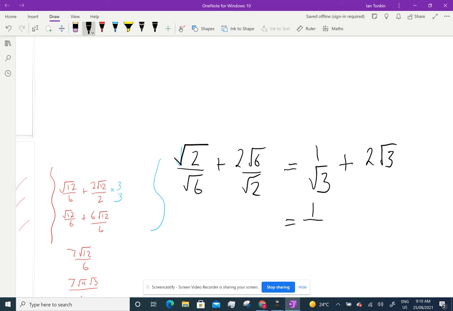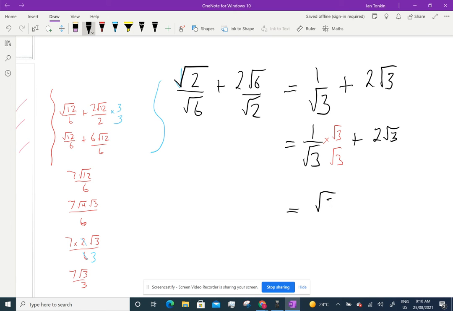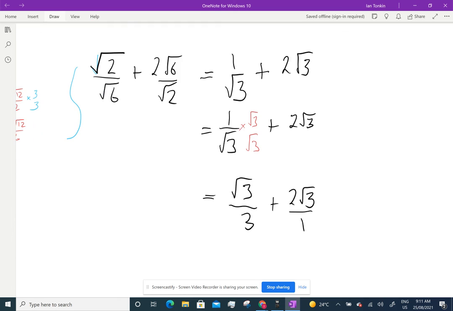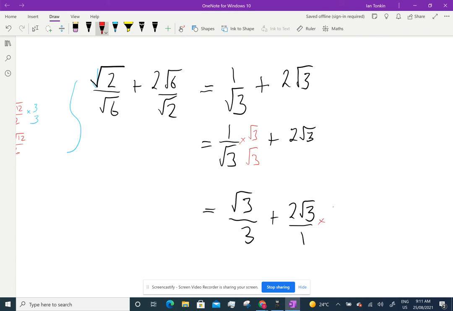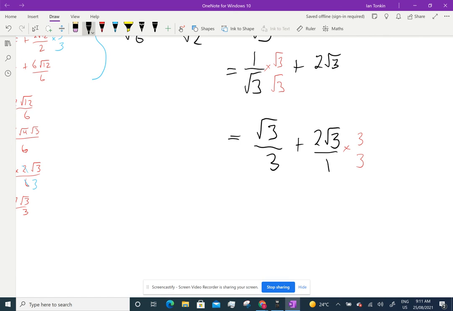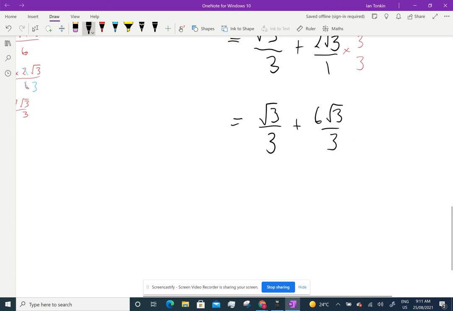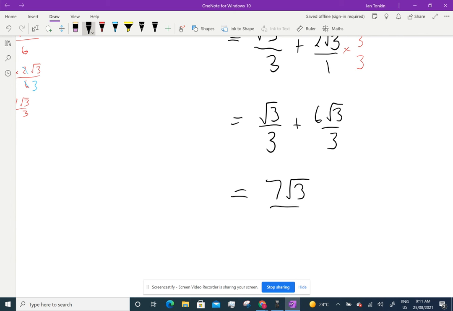Now we'll rationalise. And we don't have to rationalise this one because the root 3 is already on top. So you only have to do one rationalisation. This is a much better way to do it. And then you get root 3 on 3 plus 2 root 3, which is over 1. So you need a common denominator. So my common denominator, I'm going to multiply this one by 3 on 3, which is going to give me 1 root 3 on 3 plus 6 root 3 on 3, which gives me 7 root 3 on 3.